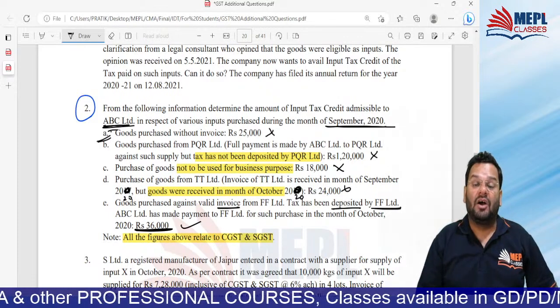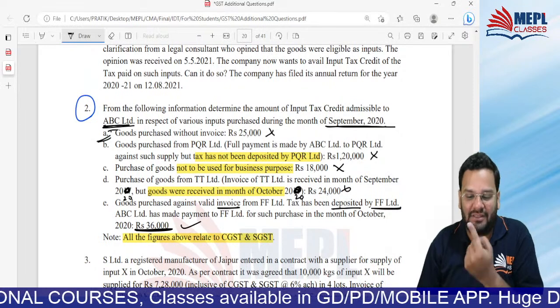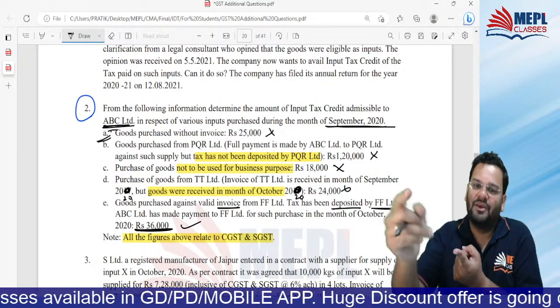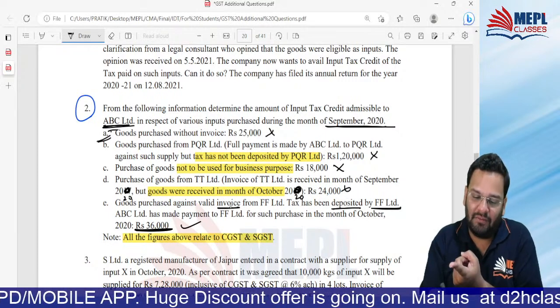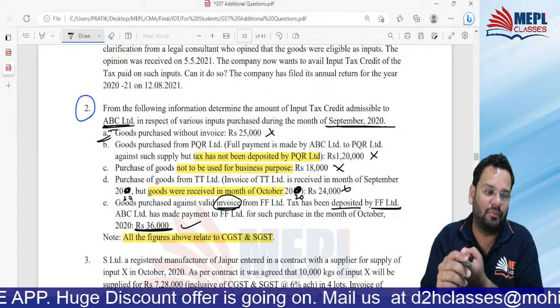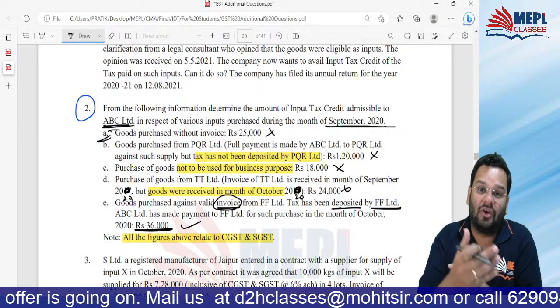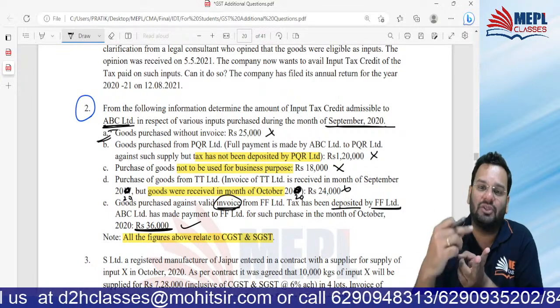Yes. Of course, with the assumption that other conditions are satisfied. Other condition means goods are actually received. Yes, it's already given he has the invoice, so that's not a problem. Goods are actually received. Entry of this, or you can say the communication of this, is done in GSTR 2A.